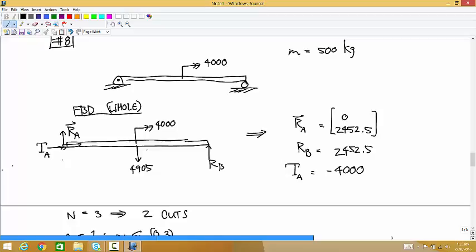Any other questions? Yes, sir. This is something we probably covered, and I can't find it in the notes. Internal loads and beams, number 3.